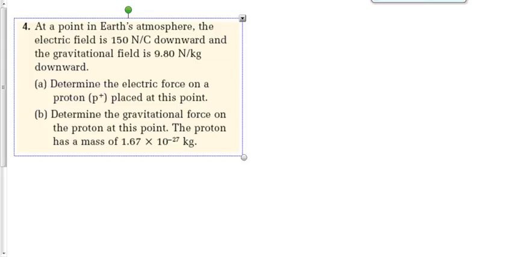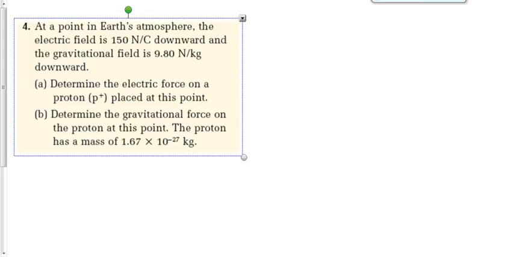At a point in the Earth's atmosphere, the electric field is 150 newtons per coulomb downwards. The gravitational field is 9.80 newtons per kilogram downward. We want to determine the electric force on a proton and the gravitational force on the proton at this point.